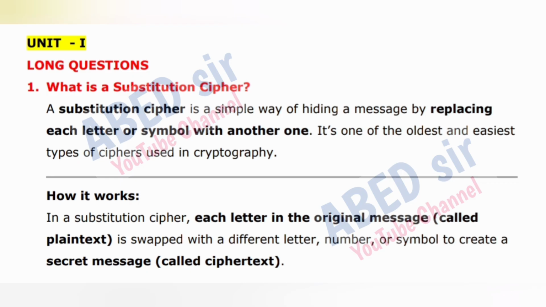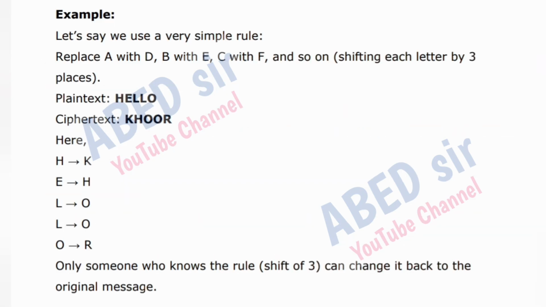How it works? In a substitution cipher, each letter in the original message, called plaintext, is swapped with a different letter, number, or symbol to create a secret message, called ciphertext. Example: let's say we use a very simple rule. Replace A with D, B with E, C with F, and so on, shifting each letter by 3 places.